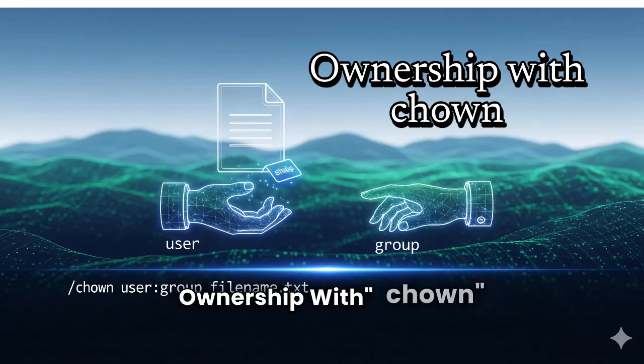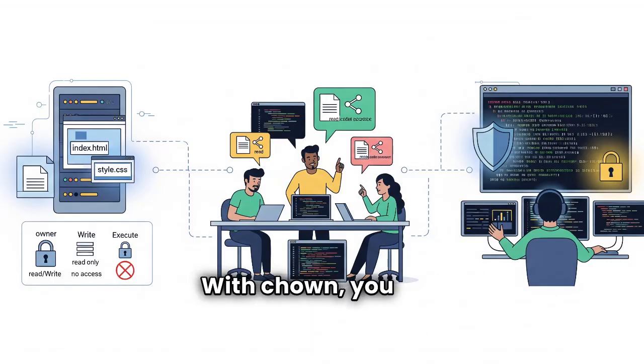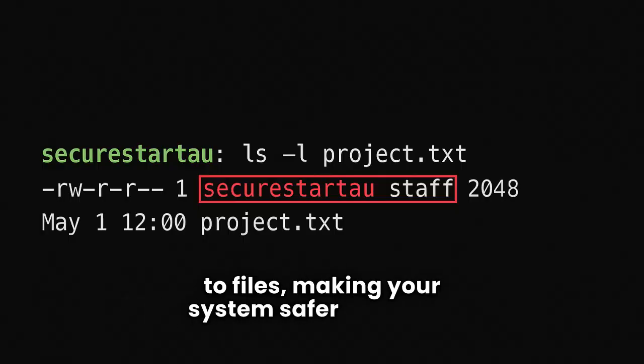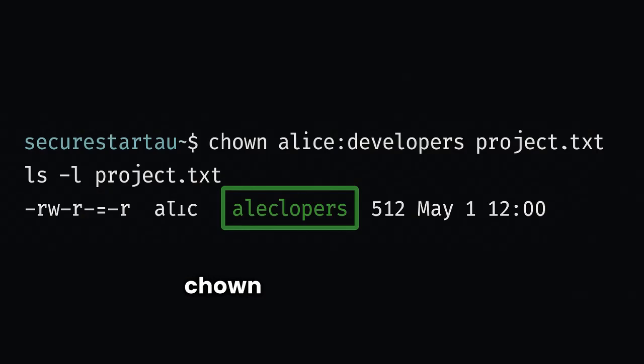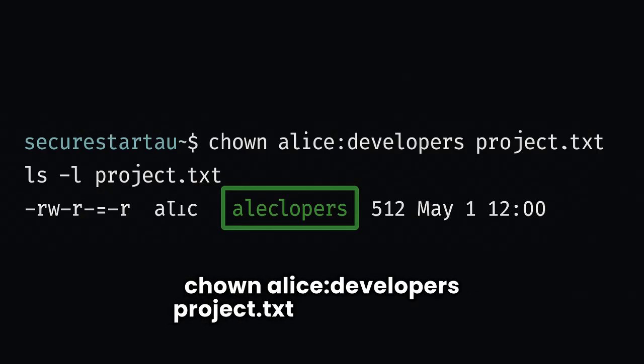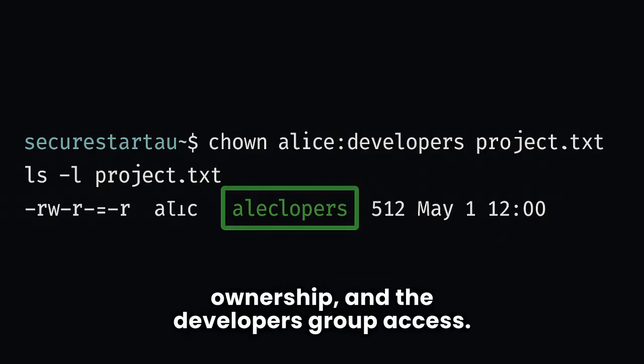Ownership with chown. Permissions aren't everything. Ownership matters too. With chown, you can assign specific users and groups to files, making your system safer and more organized. Example: chown alice:developers project.txt. This gives user Alice ownership and the developers group access.